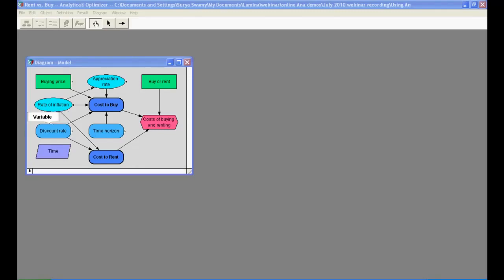The blue variable nodes are standard variables. For example, the discount rate. The pink hexagons represent objective nodes, in this case the cost of buying and renting a house. And finally, an important extension to a conventional influence diagram is the index node, which in Analytica corresponds to a dimension such as time.